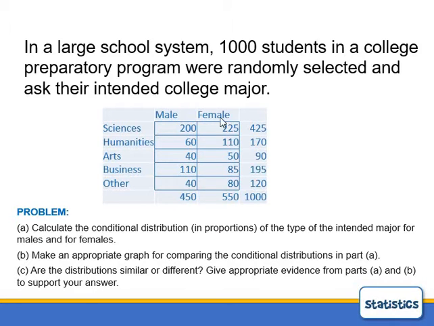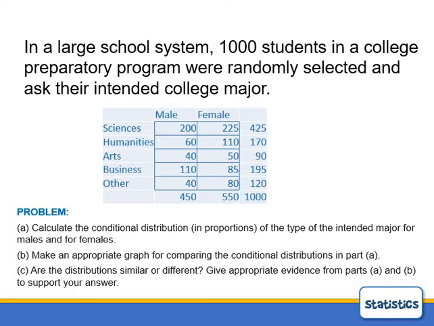We have gender or sex, male and female, and then our other variable is their intended major, which I grouped into categories here. We have sciences, humanities, arts, business, and other as our options in this table, based on the responses from a survey of these 1,000 randomly selected students.